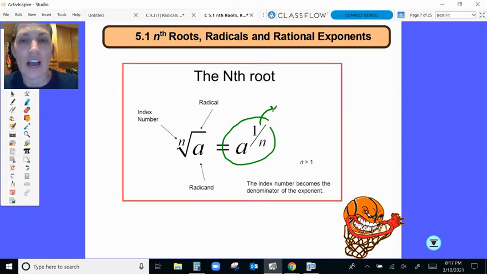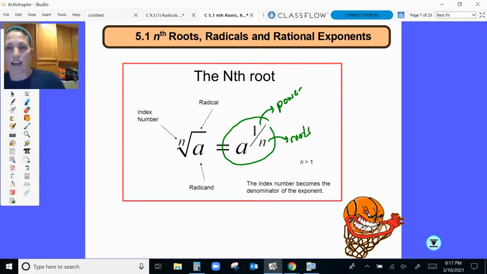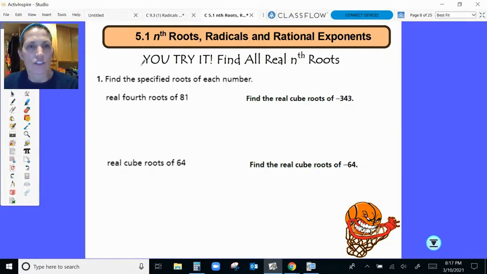The number on top always ends up being my power, and I always think that the power comes from the sun, and this down here is my root, like the roots go to the ground. Okay, so that's how I always remember that. That's where my root's going to be, and up here is my powers.